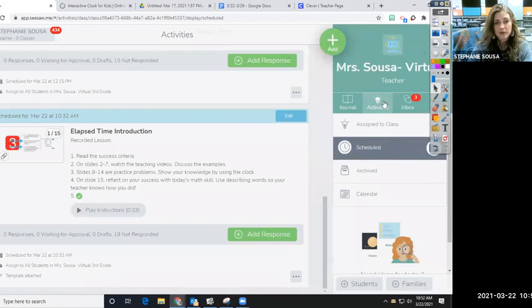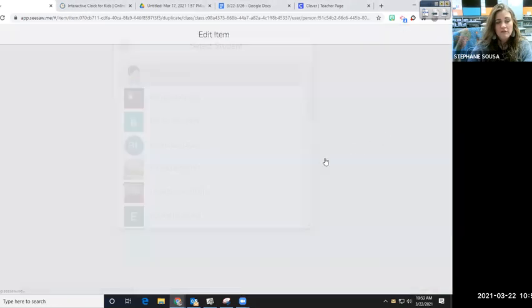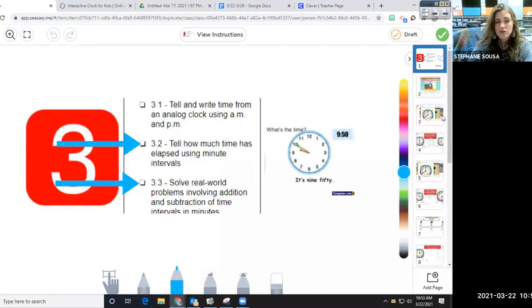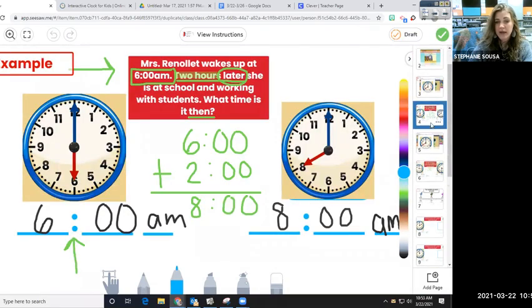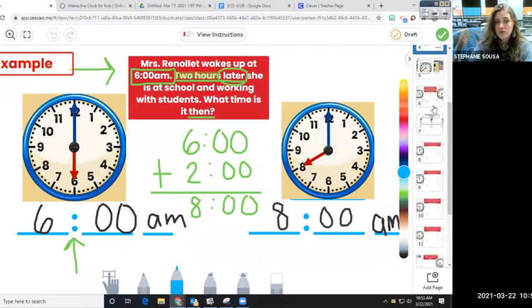So if you guys would please, we're gonna go into our Seesaw activity and add a response. The activity is called Elapsed Time Introduction. We just watched a video from Miss Renelle where she showed a start time and how long it has been. We're going to take a look at a few of those together. Okay, so a start time and how long it has been.